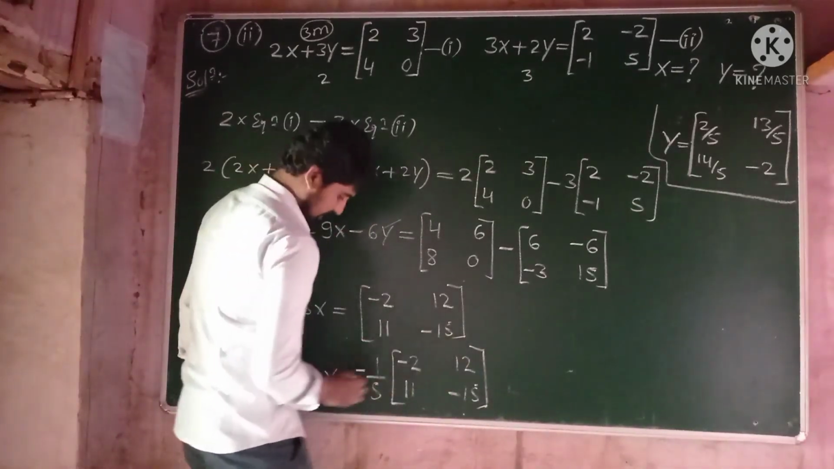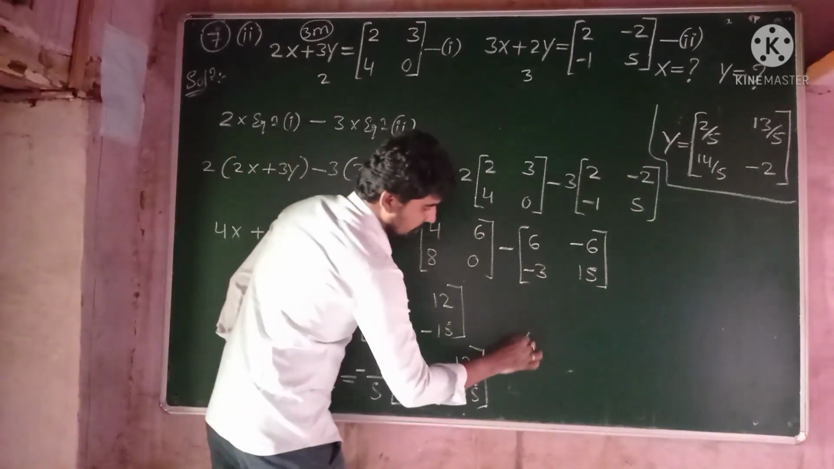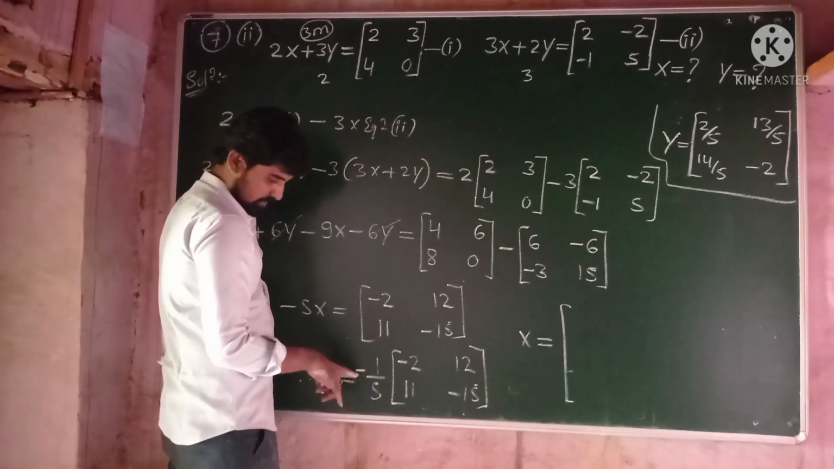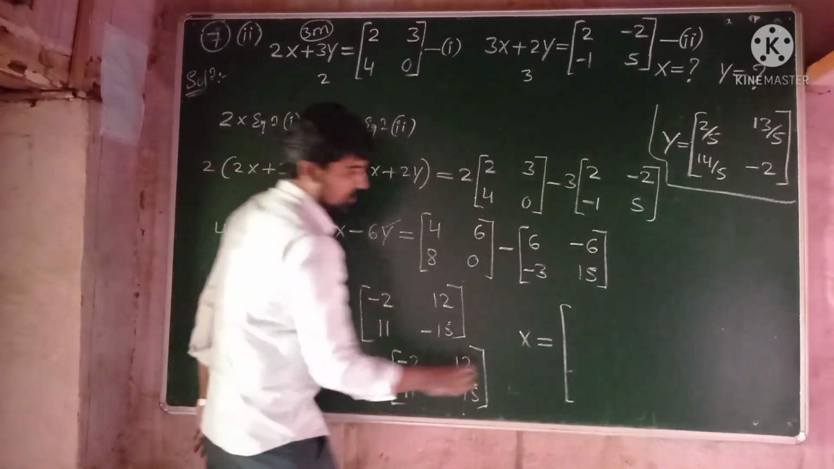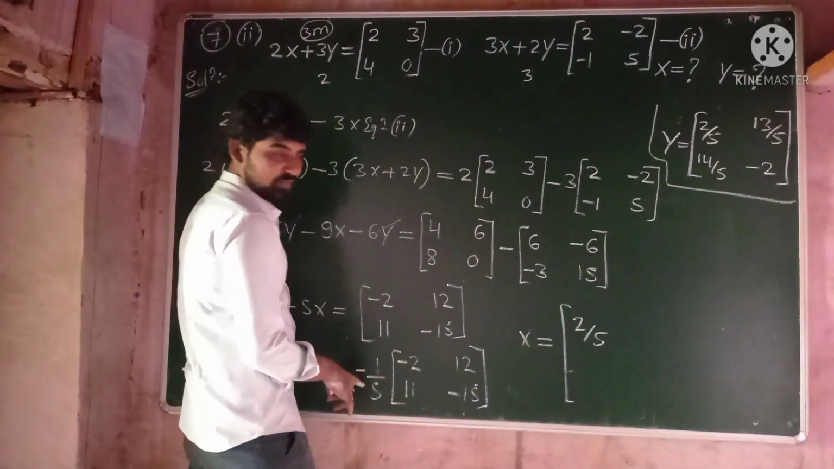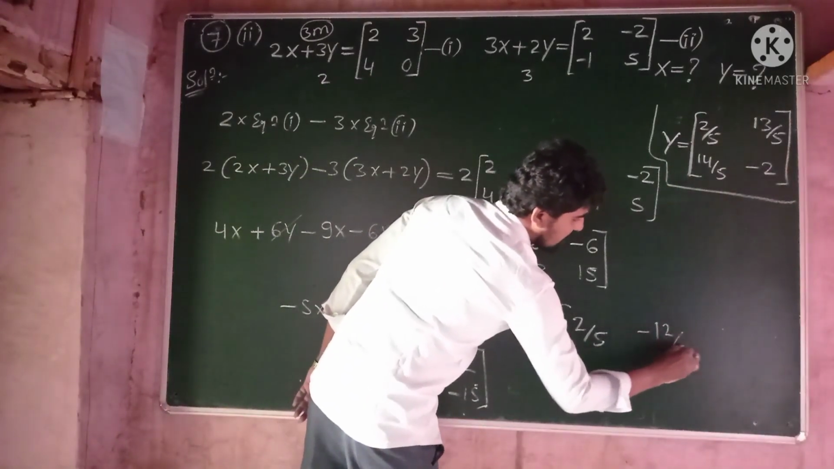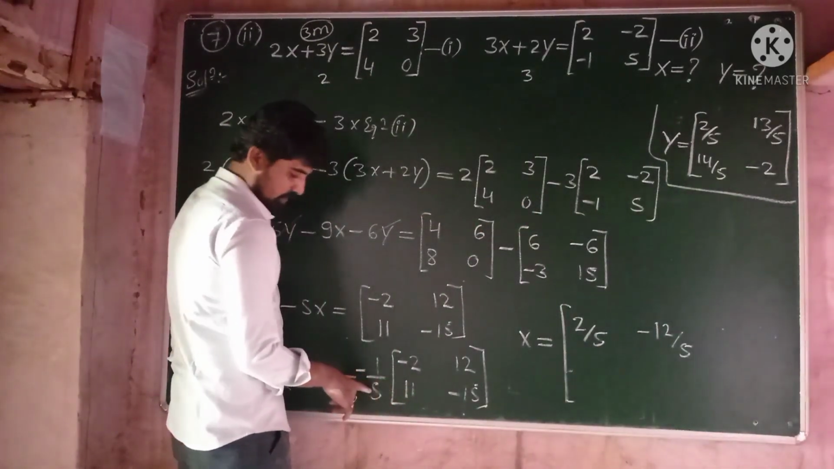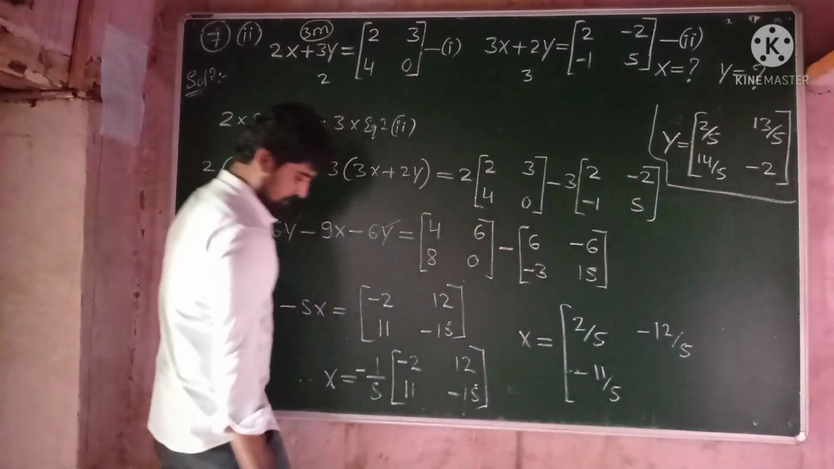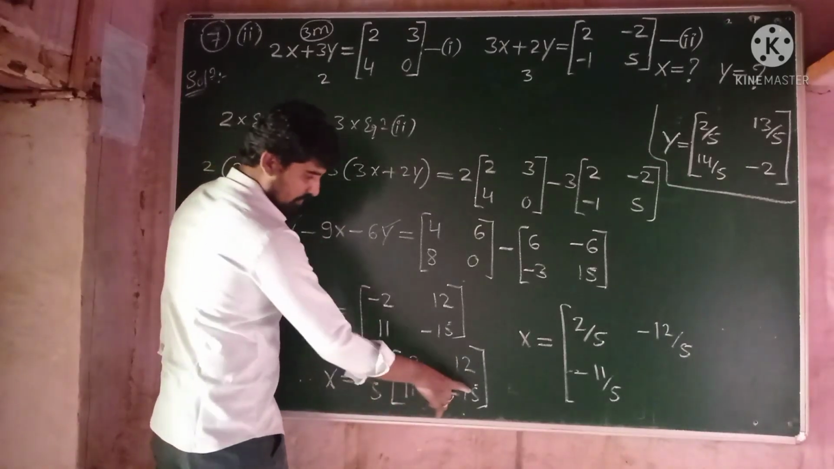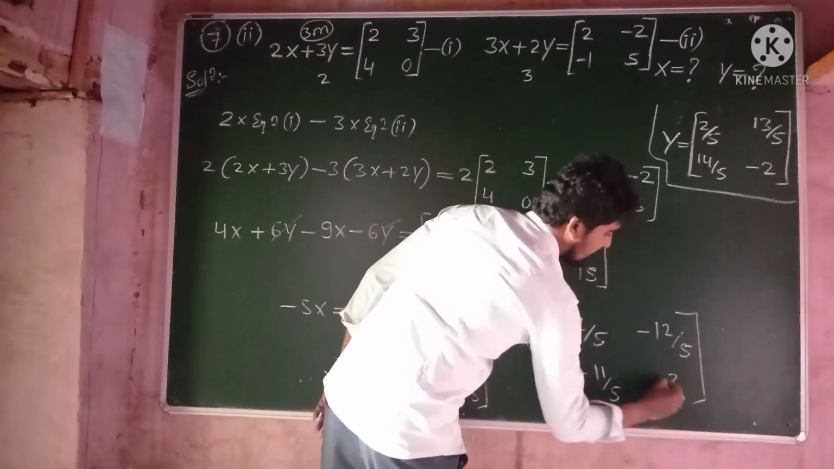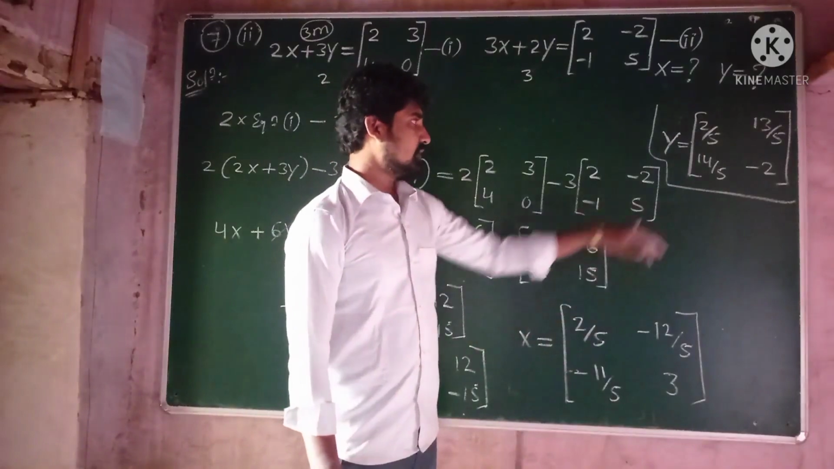Or matrix X is equal to minus 2 into minus 1 by 5. Minus into minus plus, 2 into 1 by 5 is 2 by 5. 12 into minus 1 by 5 is minus 12 by 5. 11 into minus 1 by 5 is minus 11 by 5. So minus into minus plus 15 by 5. 5 ones are 5, 5 threes are 3. These are the required matrix X and matrix Y.